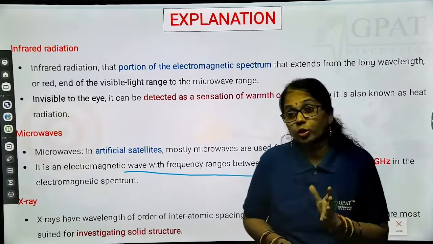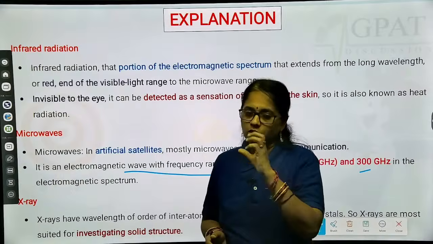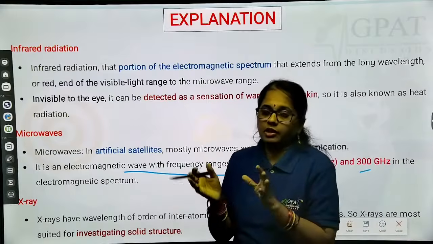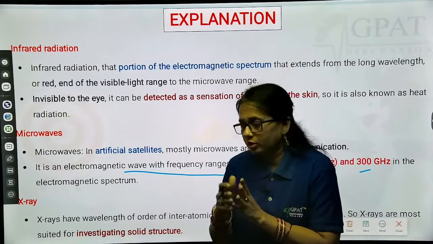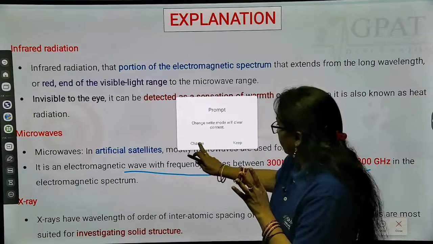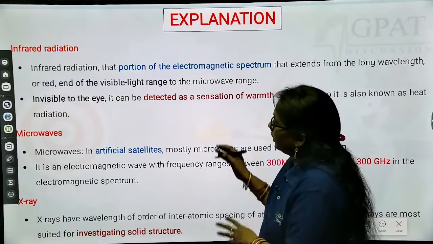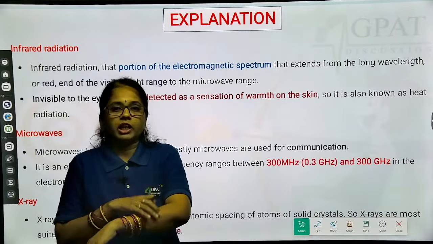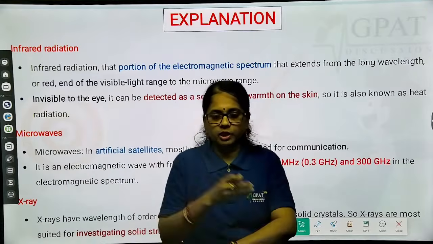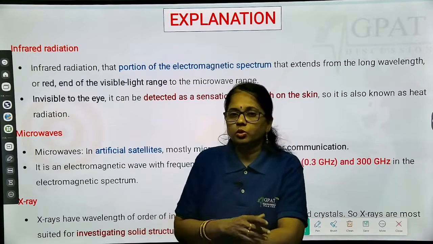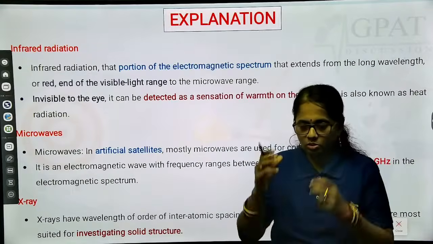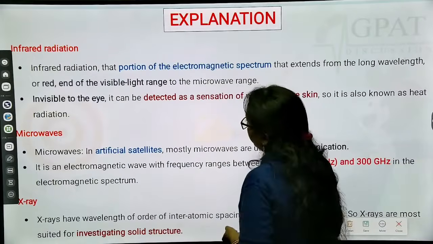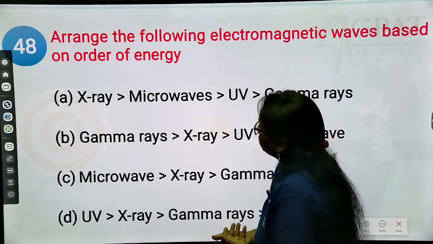X-rays are going to absorb the radiation, and emission also takes place. In order to investigate any solid structure, whether it is crystalline or not, single crystal, double crystal, a crystal lattice we need to find out, then X-rays are going to be useful. Infrared radiation works through heat. Due to the heat radiation we can detect some of our human cells also. Infrared goggles are also available, so in that way we can see some of the people in the night also.